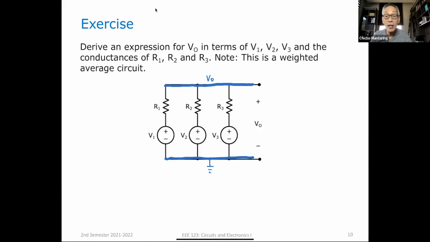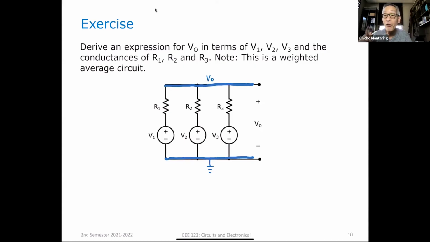Okay. Now, what do I have to do next? What I have to do next is apply KCL to this, no? Because I don't know what V sub O is. I cannot determine V sub O by inspection. There's no way I can determine V sub O by inspection. So this is unknown. So I have to apply KCL here.